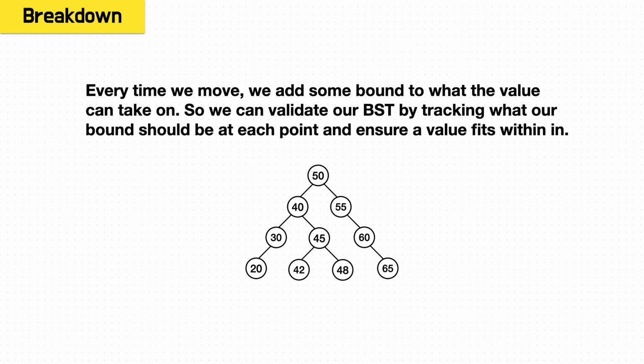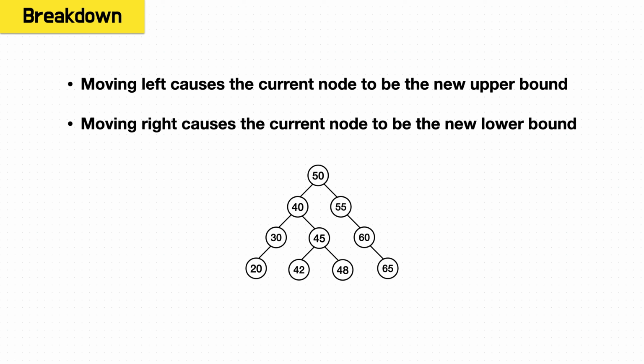What we're doing is every time we make a move, we're setting bounds that any given item can take. When we went left, we now had this upper bound of 50. When we went right, we now had this lower bound of 40. But then when we went left again, we saw that 45 was now our new upper bound. Because 45 is smaller and lower in the subtree, it becomes the new upper bound to the items going to the left.